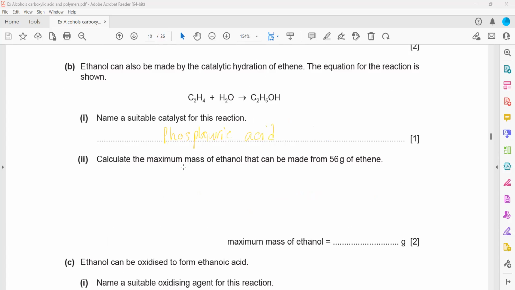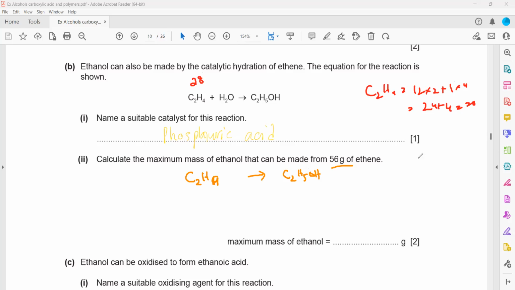The question is, calculate the maximum mass of ethanol that can be made from 56 grams of ethene. When we need the mass, we take a mass ratio. According to the equation, ethene produces ethanol. What is the ratio of the mass, for 1 mole? Ethene is C2H4, so carbon is 12 times 2, plus hydrogen 1 times 4. 24 plus 4 is 28. So the mass of one mole of ethene is 28.